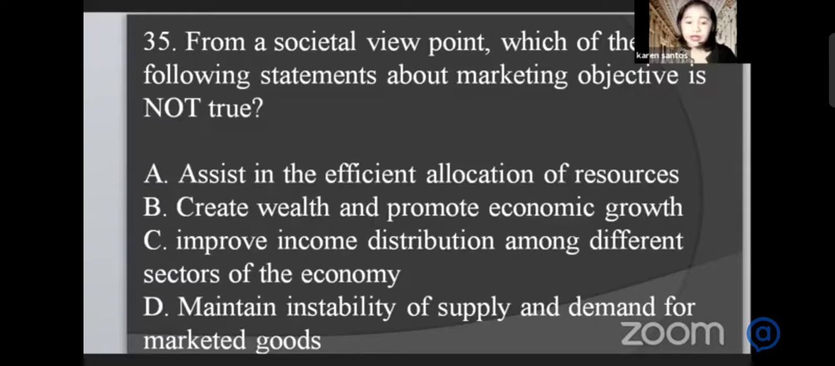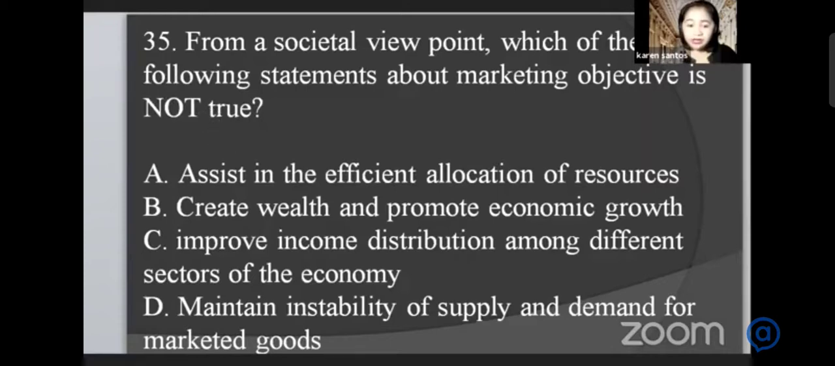Okay, so the correct answer in number 35 is letter D. Everybody in the Zoom room got the correct answer, and some of our FB Live viewers also answered letter D. Again, focus on the question. The question is, from the societal viewpoint, which of the following statements about marketing objective is not true. So ito yung tinutukoy niya, not true. You need to be aware for this question.